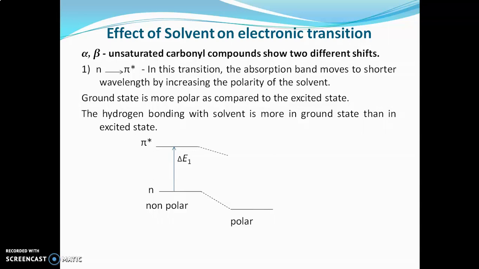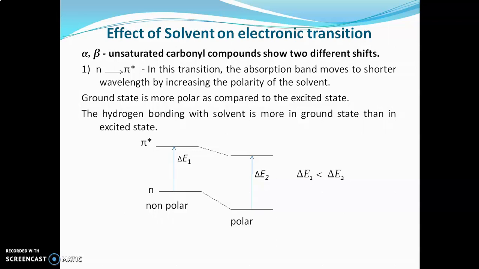But the excited state, that is the pi antibonding state, is less polar, and that's why due to the changing polarity of the solvent, it will have less hydrogen bonding, and the antibonding pi state will reduce its energy a little bit, not so drastically, and the electrons have to jump this much distance in the polar solvent. The energy required for this jump is delta E2.